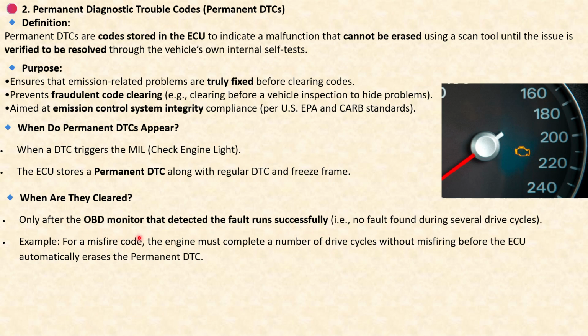Underline this, read these highlighted words very carefully. Only after the OBD monitor that detected the fault runs successfully can permanent DTCs be cleared. For example, for a misfire code, the engine must complete a number of drive cycles without misfiring before the ECU automatically erases the permanent DTC.